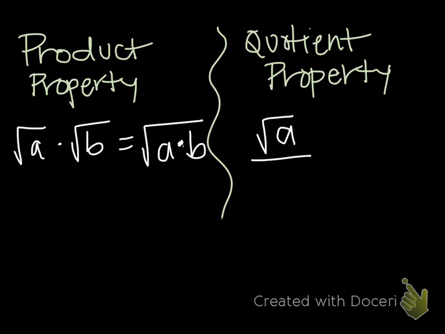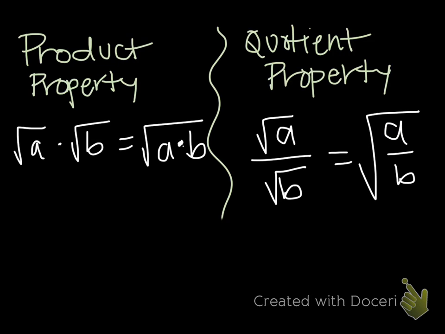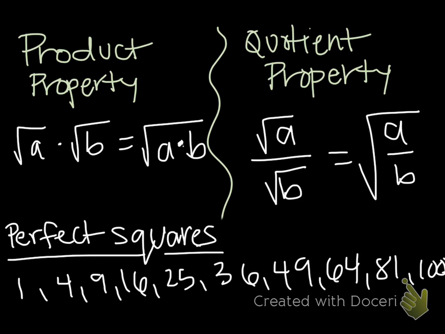If I have two numbers that are being divided, I can write it as one big fraction underneath the square root. And again, it goes both directions, meaning I can pull them apart or I can put them together. So across the bottom of your screen, I just wrote your perfect squares. So if you don't know your perfect squares, you should jot these down in your notes somewhere. You can put them in the column going down the side of your notes.